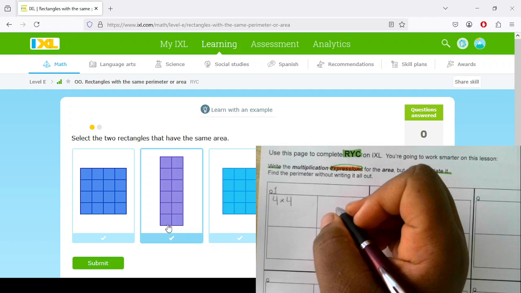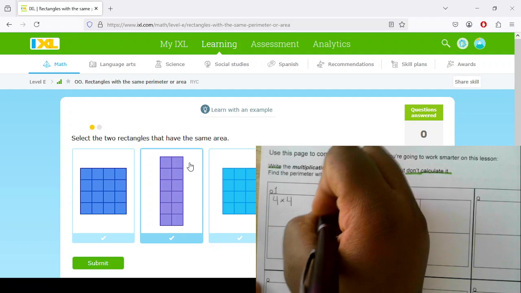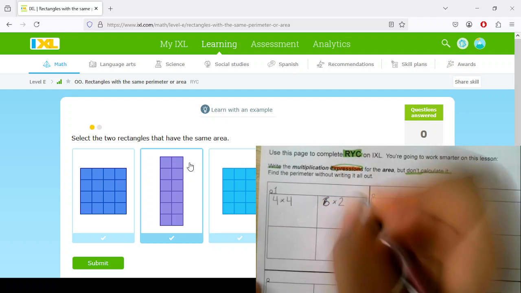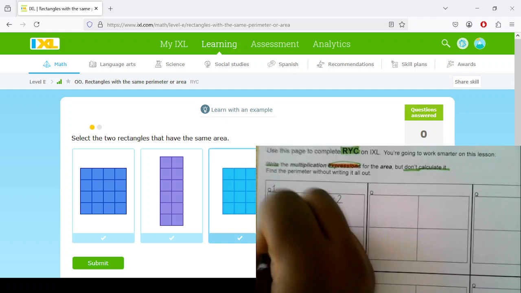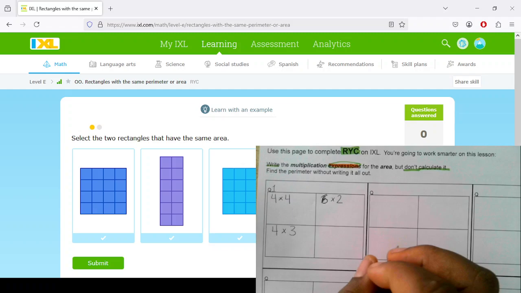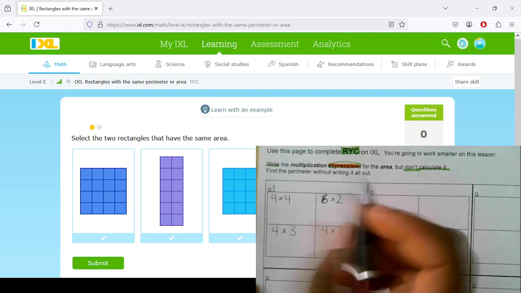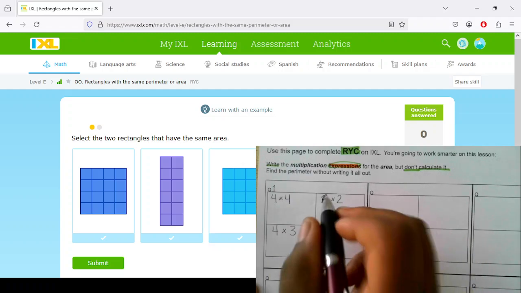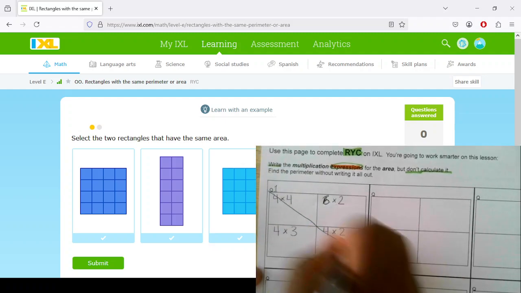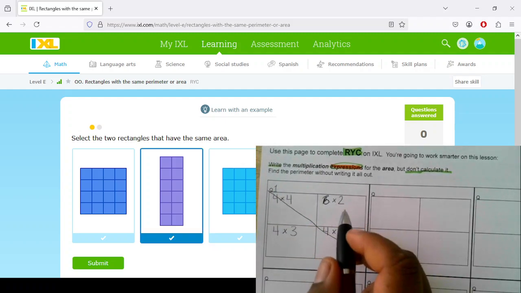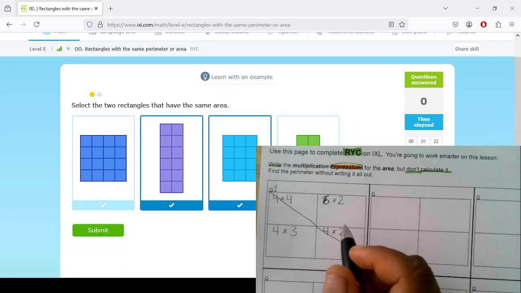And then I have a rectangle that is 6 units high and 2 units wide. So that's a 6x2. And then I have a 4x3. And then I have a 4x2. So 4 times 4 is 16, 6 times 2 is 12, 4 times 3 is 12, 4 times 2 is 8. So I do not need these two. I need to select the 6x2 rectangle and the 4x3 rectangle. Those are the rectangles that have the same area.